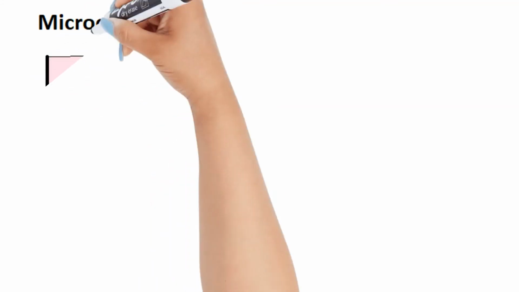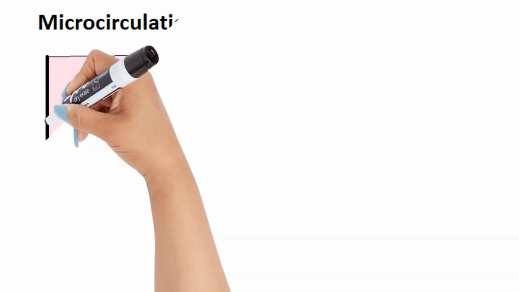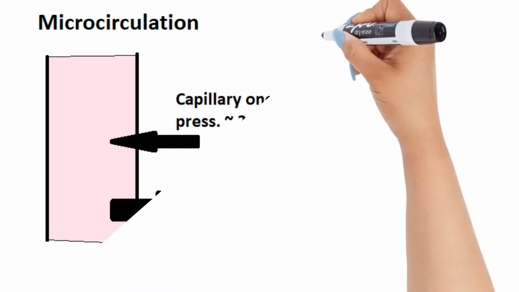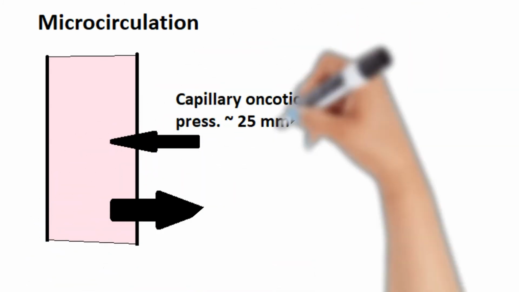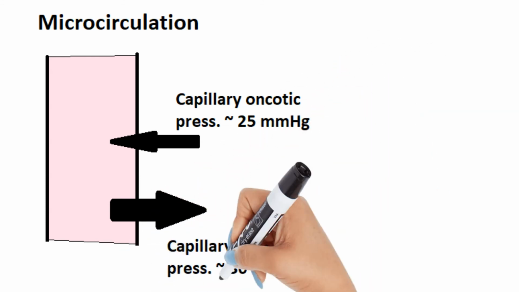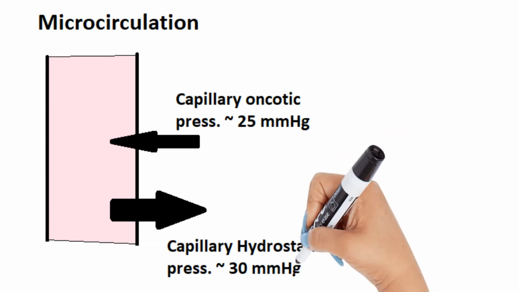The oppositely directed oncotic pressure and capillary hydrostatic pressure, across the selectively permeable capillary endothelium, balances the Starling forces in microcirculation. This prevents excess outflow of water in the interstitial space and hence edema formation.